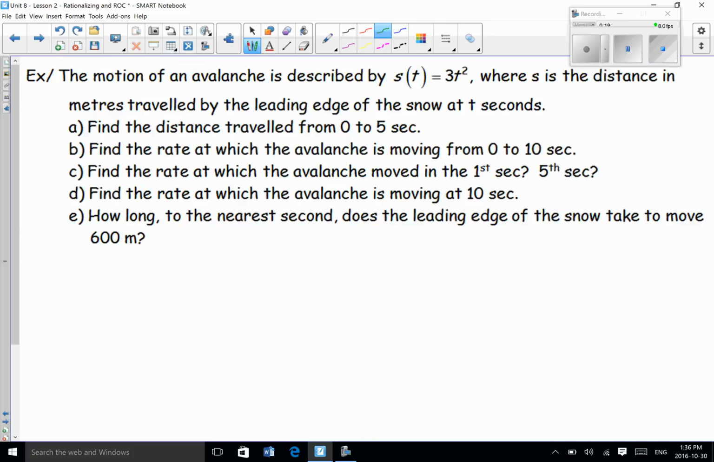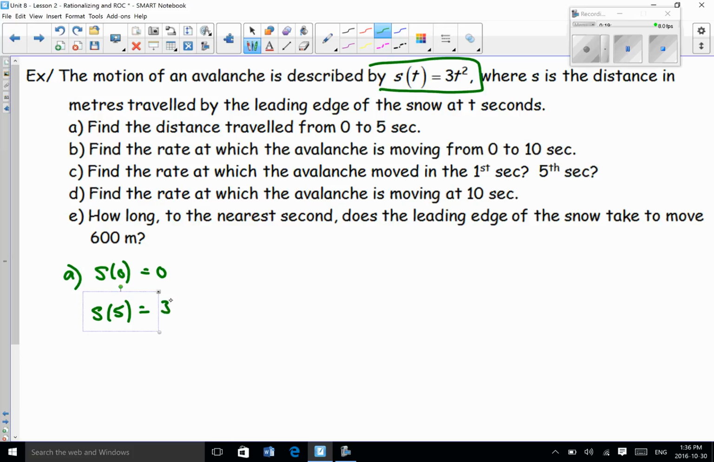And last example. We've got an avalanche, the motion of it described by this equation, where s is the distance traveled by the leading edge of snow after t seconds. Find the distance traveled from 0 to 5 seconds. So distance, that's using our basic equation. So at s(0), we're at 0.